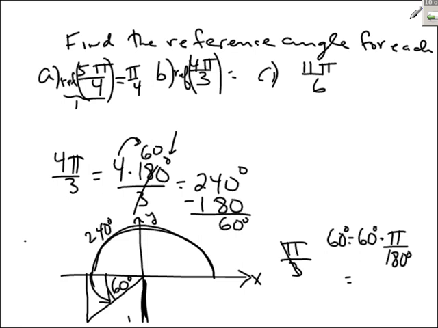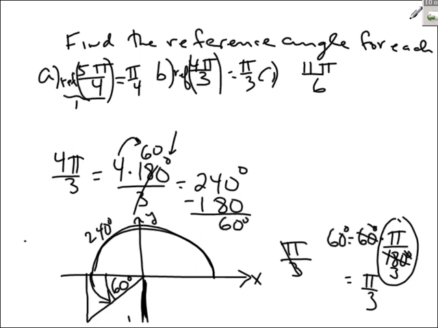Now what happens here is a few things. The degrees cancel out. And 60 goes into 180 3 times. And I'm left with pi over 3. And that's my reference angle. Pi over 3.